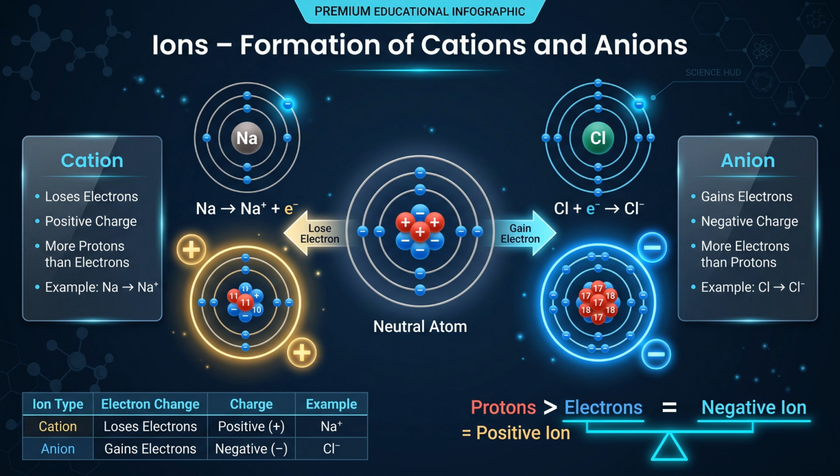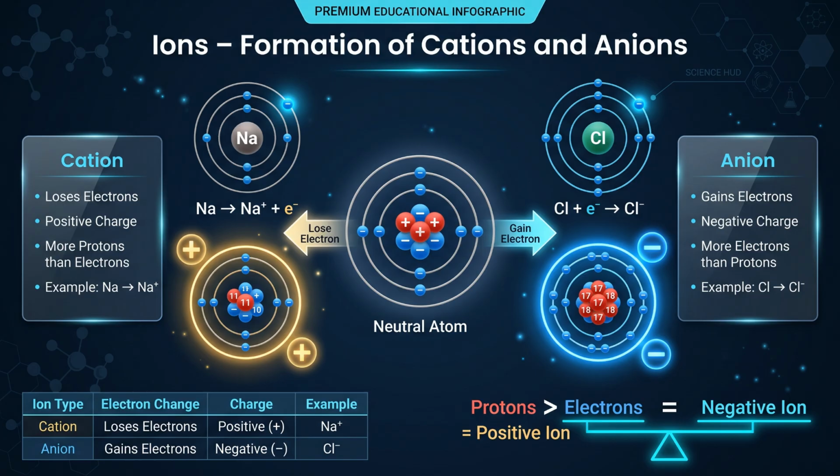It still has 17 protons, but it now has 18 electrons. Since the negative charges are greater than the positive charges, the atom has a net charge of -1. The superscript indicates that the ion carries one negative charge. The formation of cations and anions can be understood by comparing the number of protons and electrons. If the number of protons is greater than the number of electrons, the atom becomes a positive ion or cation. If the number of electrons is greater than the number of protons, the atom becomes a negative ion or anion. The electrical charge of an ion depends entirely on the difference between the number of protons and electrons.